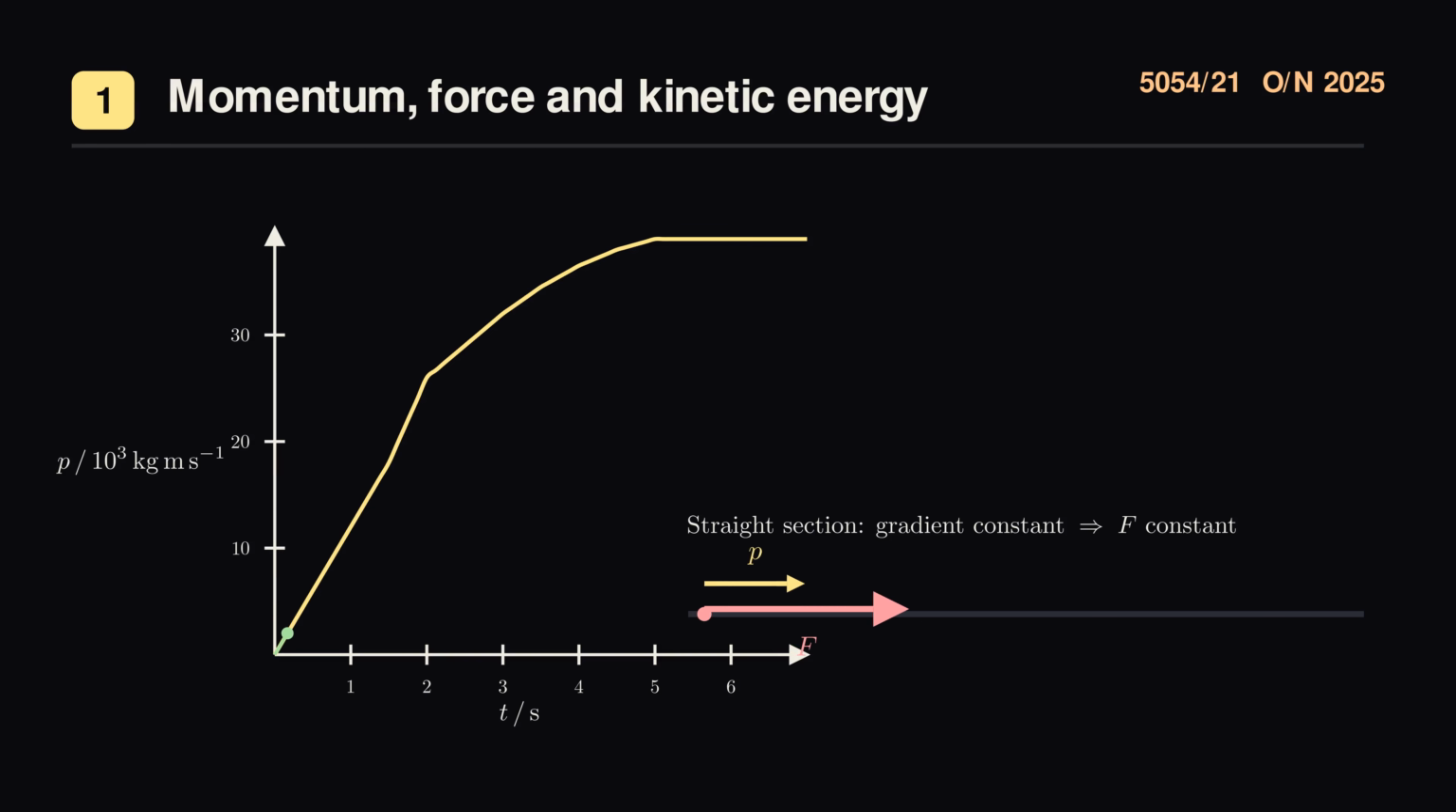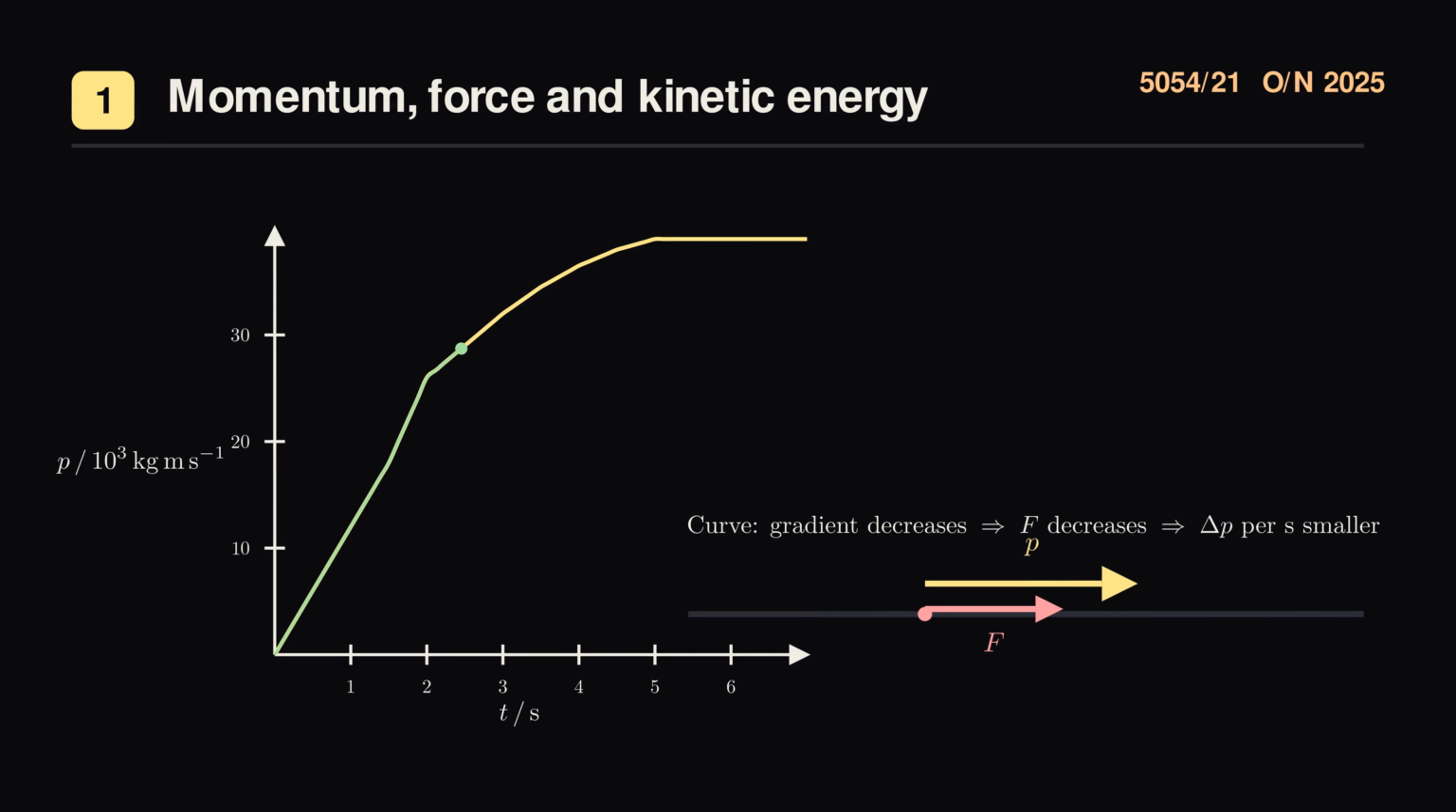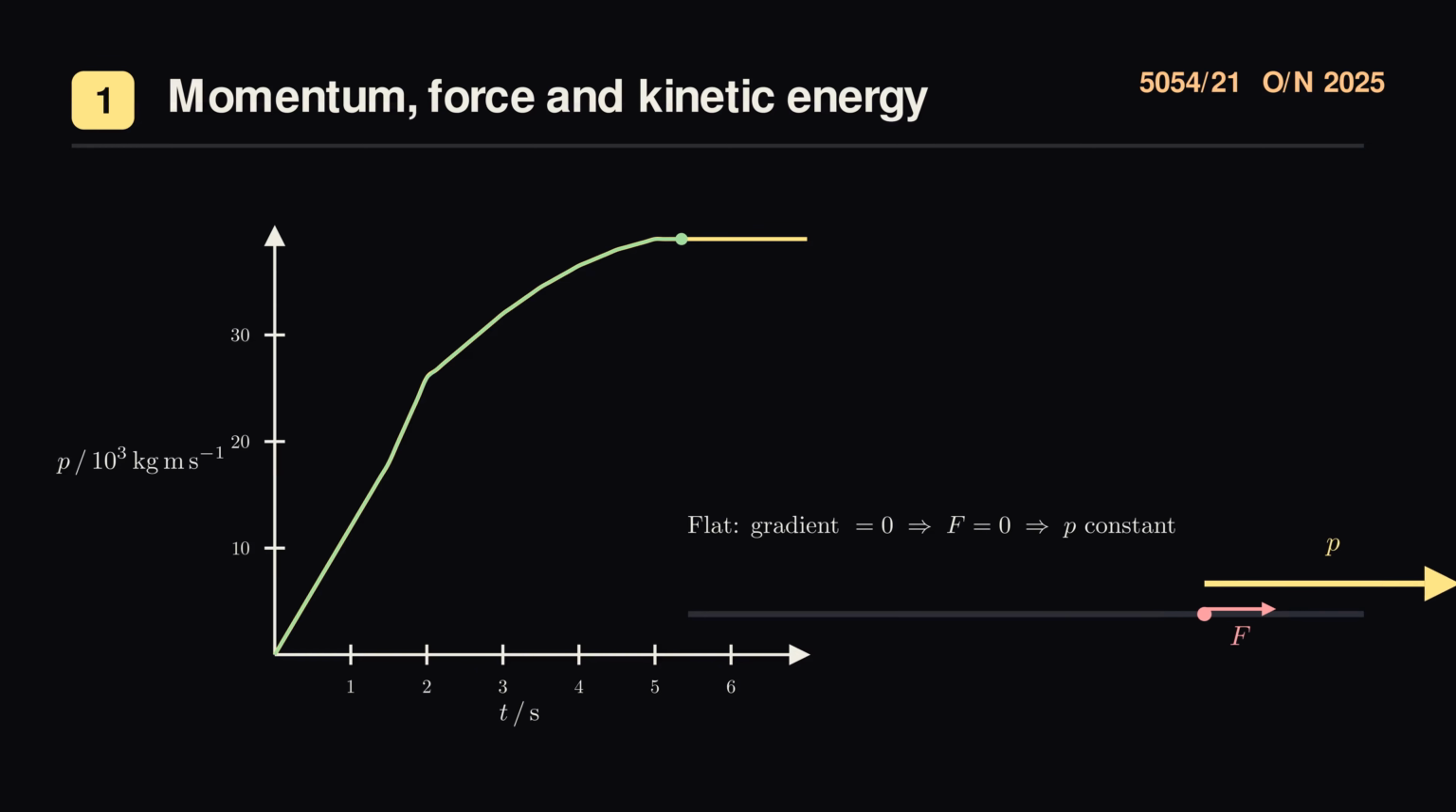On the straight section, momentum increases steadily, so the yellow arrow grows, and the red force arrow stays constant because the gradient is constant. On the curved section, the gradient decreases, so the force arrow shrinks and momentum increases more slowly. On the flat section, force becomes zero and momentum stays at 39,000.